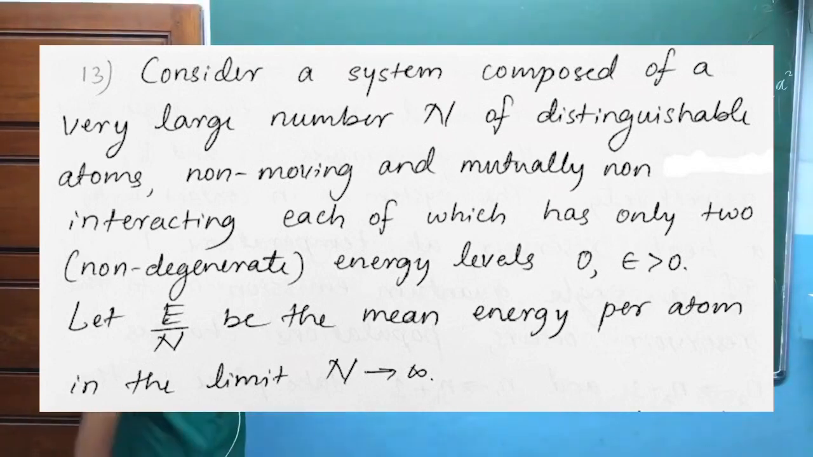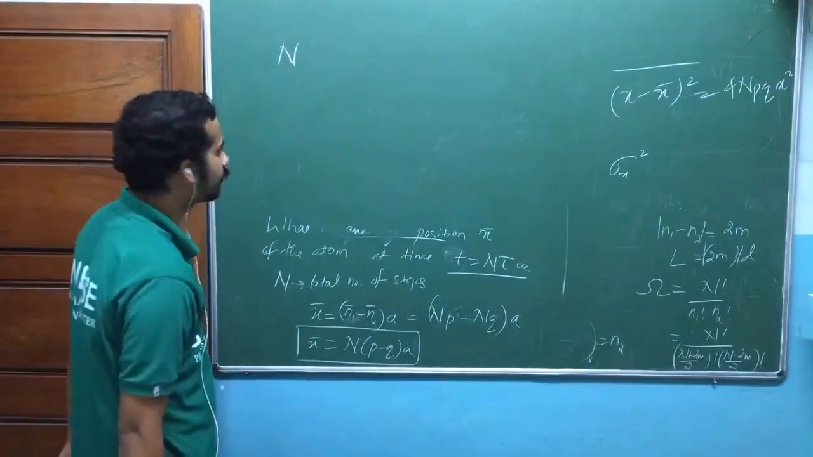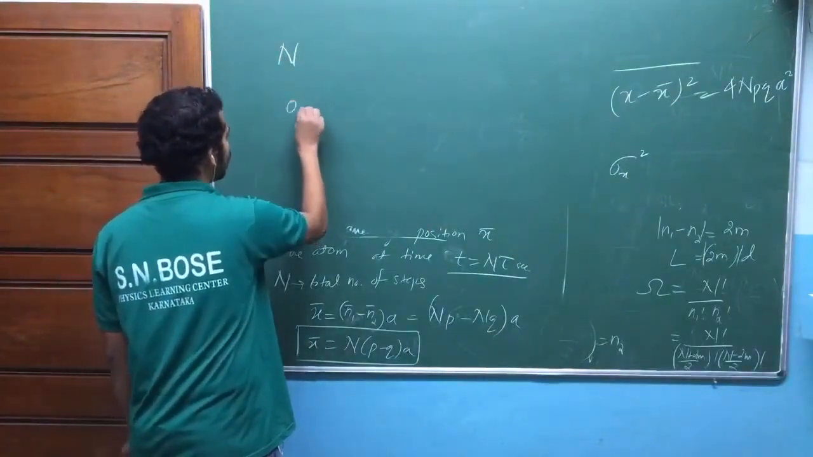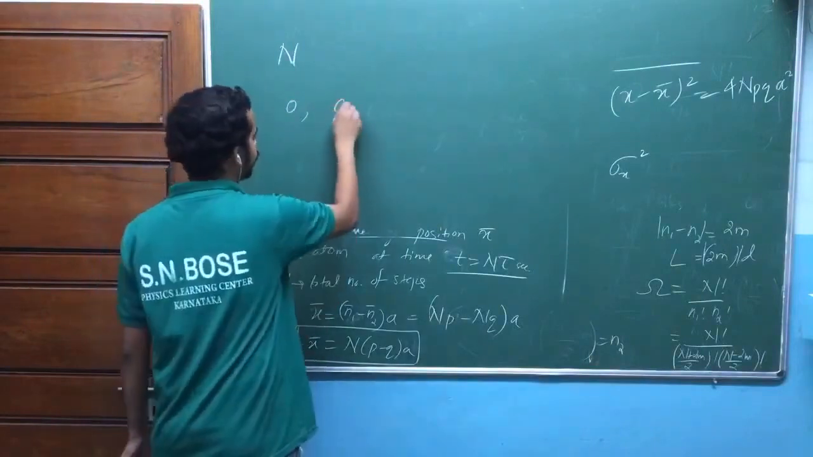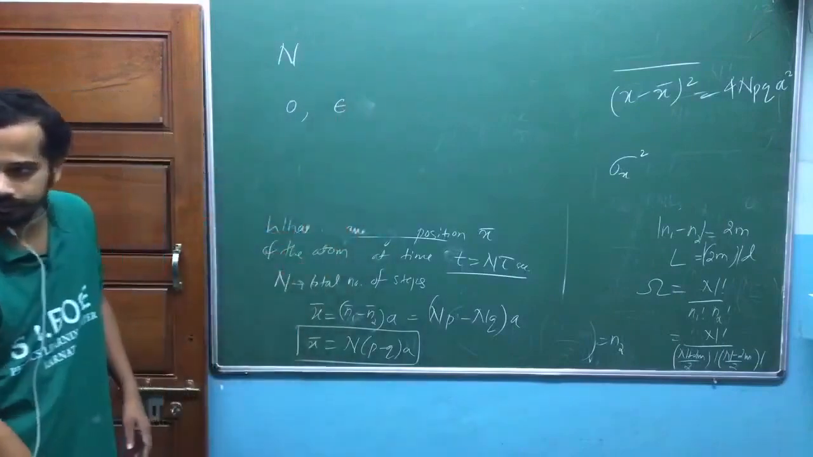Consider a system composed of very large number of distinguishable atoms, non-moving. Just listen here. Large number of atoms, which are fixed at those points. So n number of atoms which are fixed at some point. Each of the atoms can have only 2 non-degenerate energy levels, 0 and E. E is greater than 0. This is non-zero, this is greater than 0.